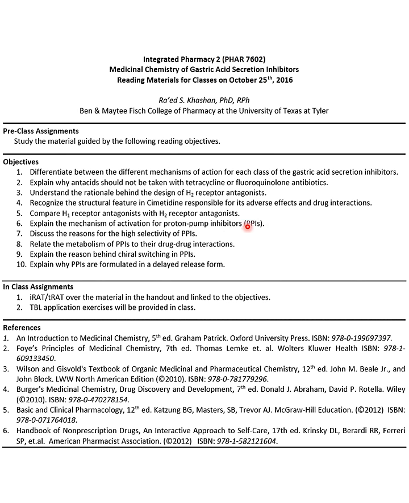or to get an idea about the general concept. And then discuss the reasons for the high selectivity of the proton pump inhibitors, and relate the metabolism of the proton pump inhibitors to their drug-drug interactions. Explain the reasons behind chiral switching in general and chiral switching in the proton pump inhibitors, and finally explain why proton pump inhibitors must be formulated in the delayed release form, basically using an enteric coated form if they are to be given orally.